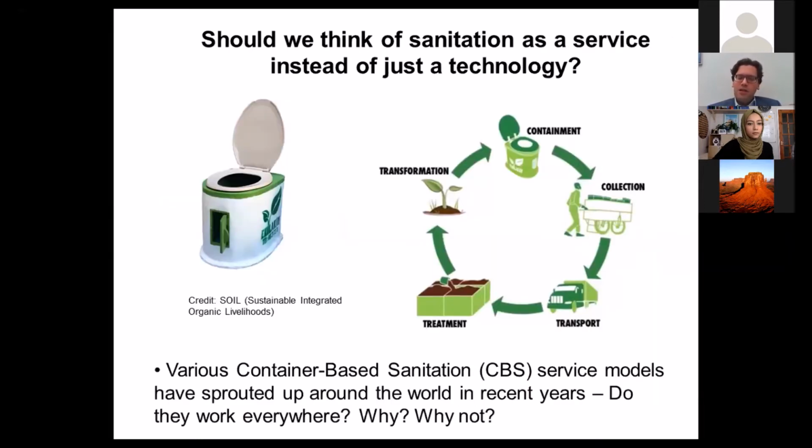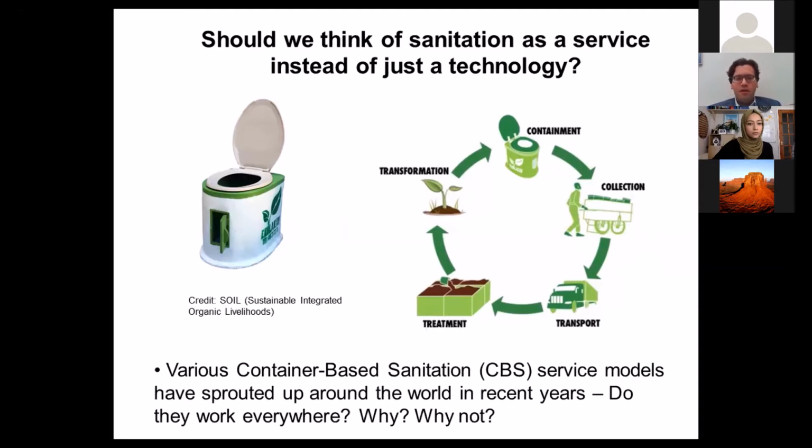And there's a lot of interesting work going on around the world in a number of countries, which is basically saying that we shouldn't think of sanitation as a technology anymore, that we should think of it as a service. Sanitation will only be sustainable if we think of it as a service instead of a technology. So instead of just giving someone a toilet, maybe we should think of it more as a service.